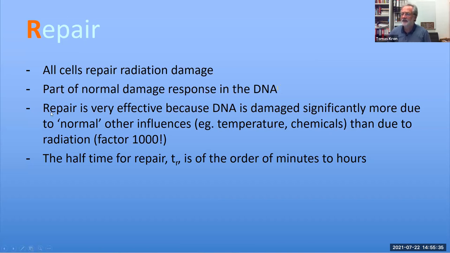In terms of the final part, it is the repair part, where all cells repair radiation damage. We have already talked about that a bit, and that repair is something which is in response not just to radiation damage, but to a whole variety of different damage types overall. It can be temperature, chemicals, and the damage to cells from other toxic agents is about 5,000 times higher than radiation. The repair half-lives are of the order of minutes to hours.